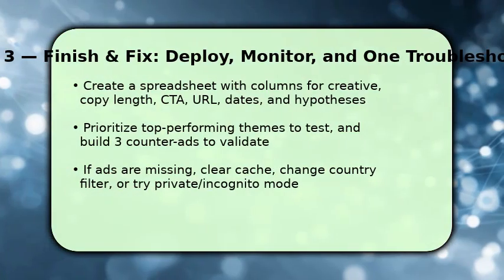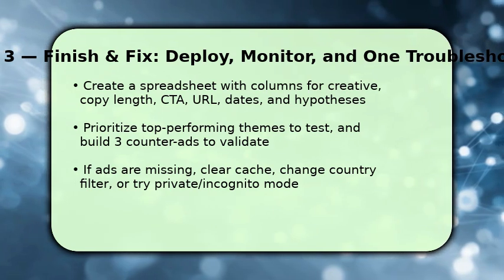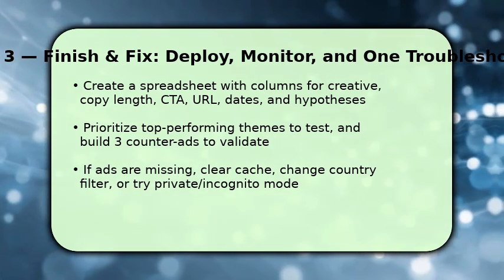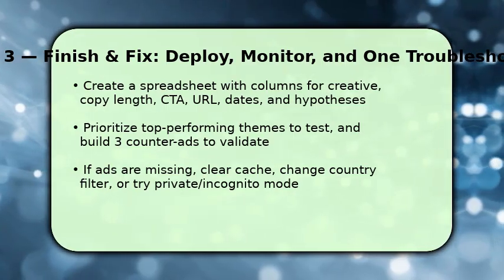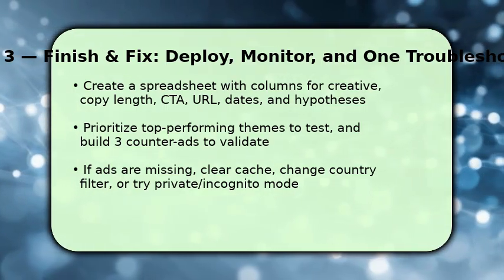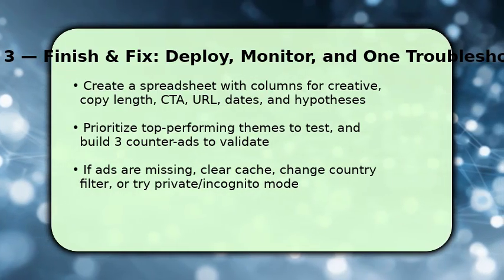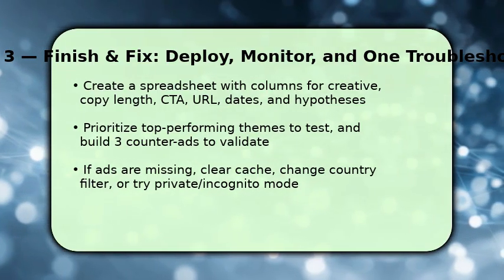To finish, consolidate every finding into a simple spreadsheet so you can compare side by side. Include creative type, copy length, CTA, landing URL, and date range. Then prioritize the themes that repeat most often and design 3 counter ads to test those elements in your own campaigns.